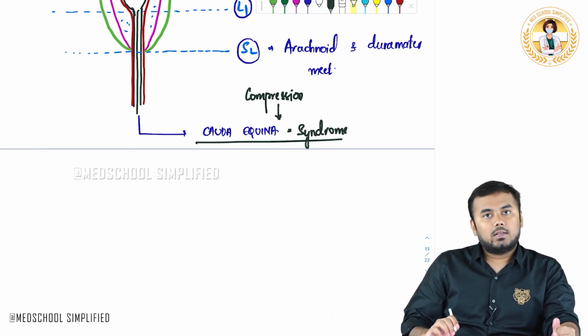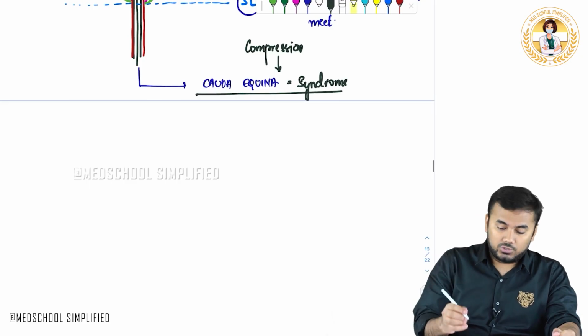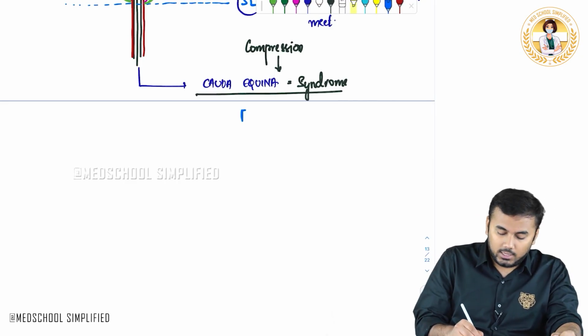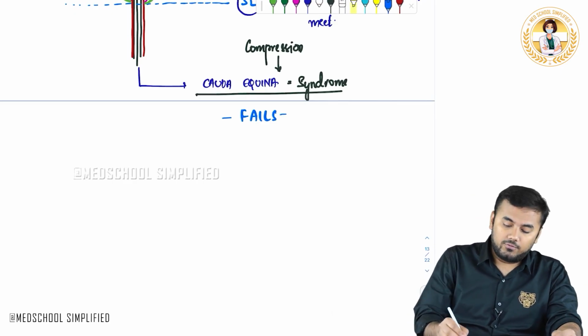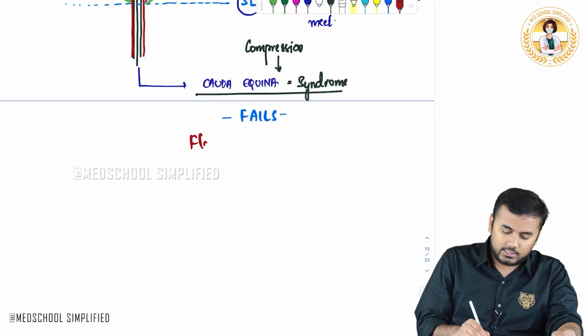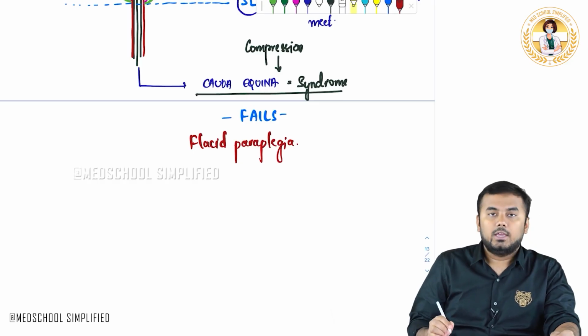Now if the cauda equina is compressed, what are the signs and symptoms you see in a patient? Remember by the mnemonic FAILS. What does F stand for? F stands for flaccid paraplegia.